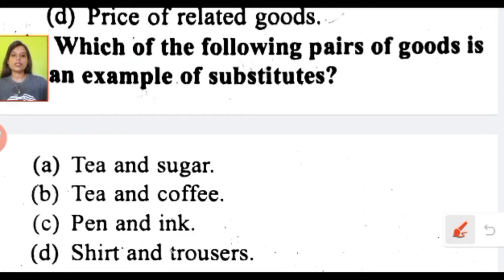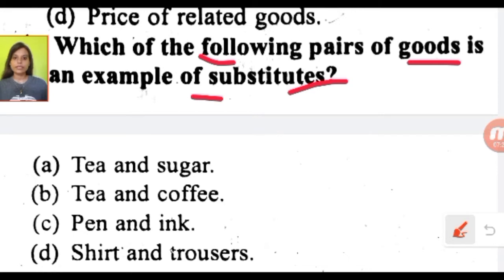The next question is, which of the following pairs of goods is an example of substitutes? Before moving over to the answer, we need to know what substitutes are. Substitutes are those goods which can be used in place of each other. So here we can term number B as the correct answer, because we can use tea instead of coffee and coffee instead of tea. So both are substitutes to each other. All right, let us move over to the next question.